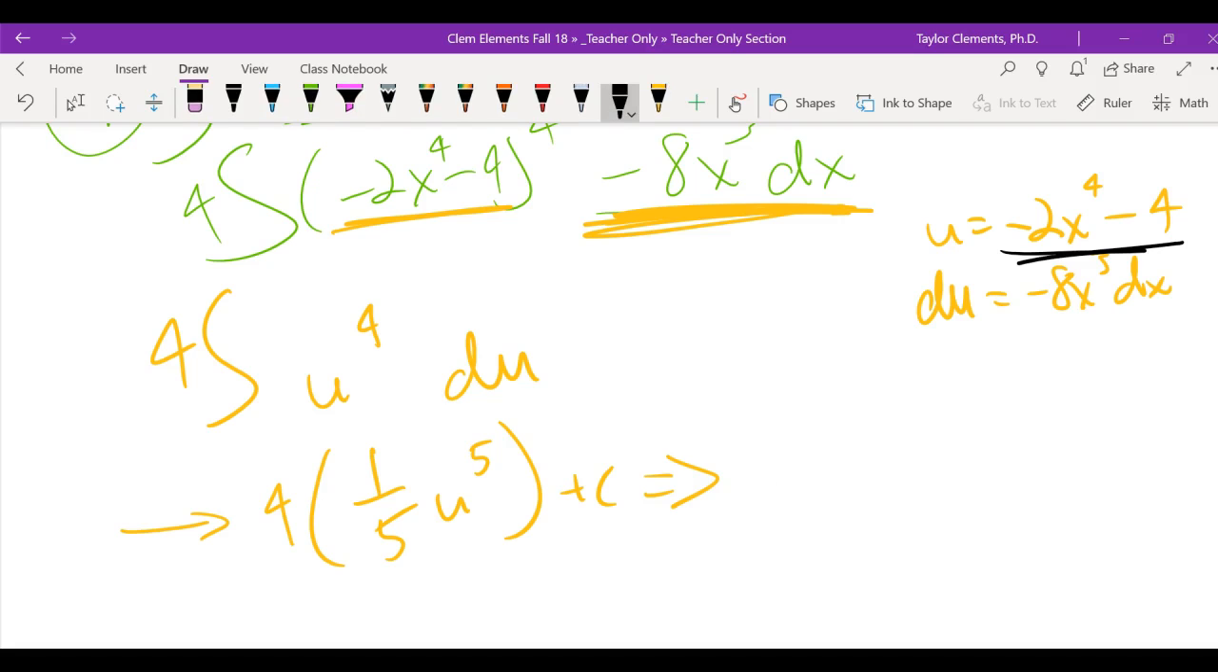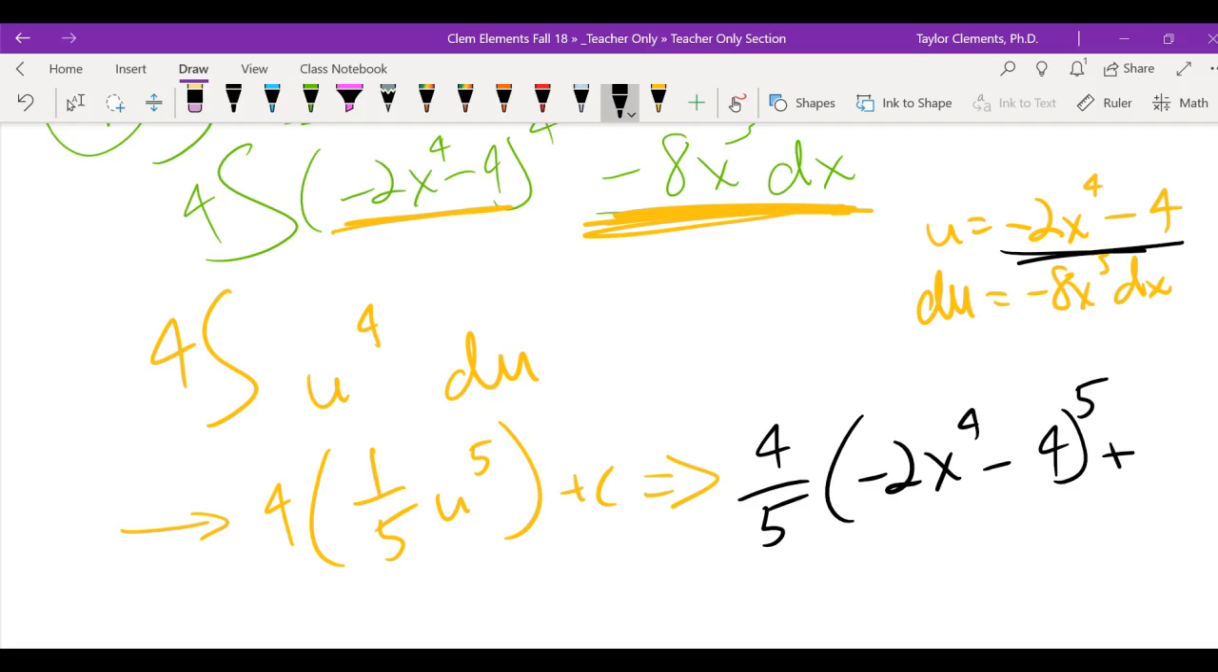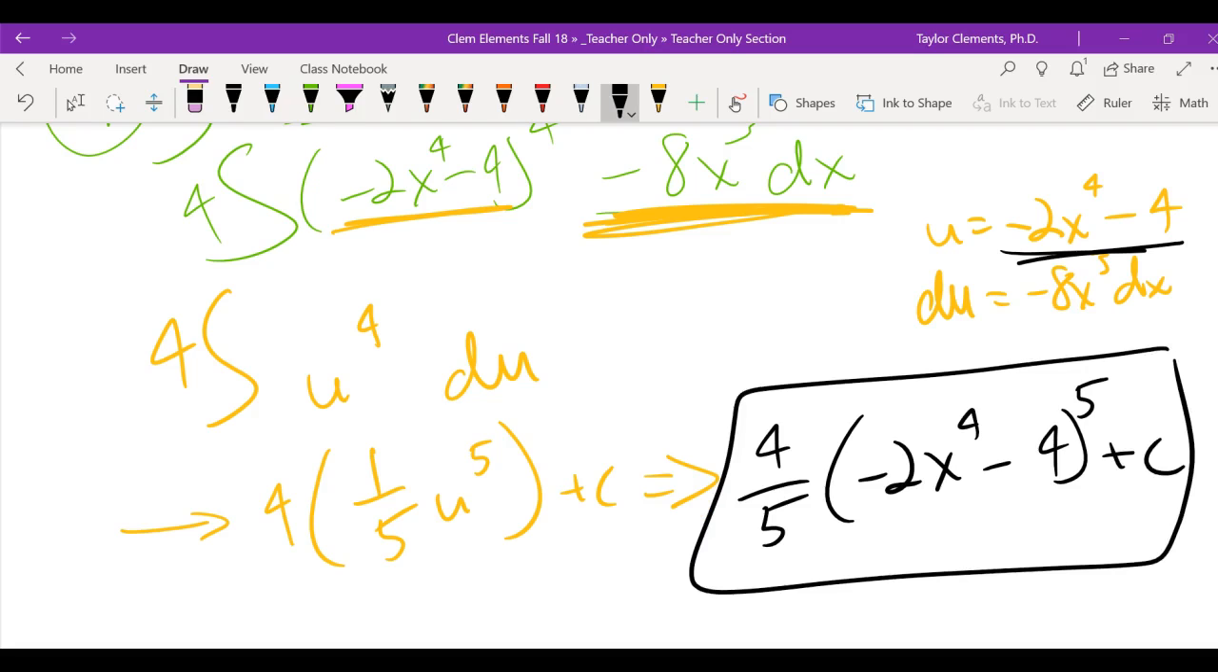I guess I can do 4 times a fifth. That's 4/5 times negative 2x to the fourth minus 4 to the fifth plus c. And that's it. So we're going to be using this trick a lot. Whenever you need to change something so that you have that integral on the inside and the outside, you got to put those constants in there.